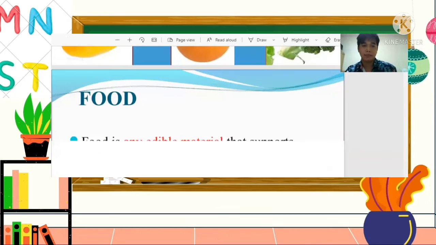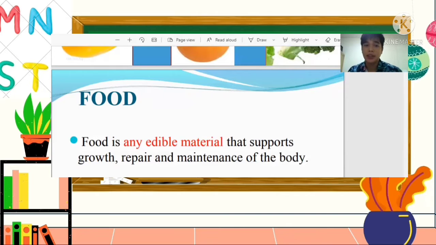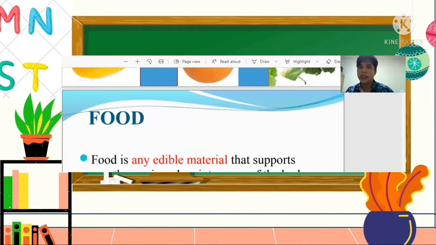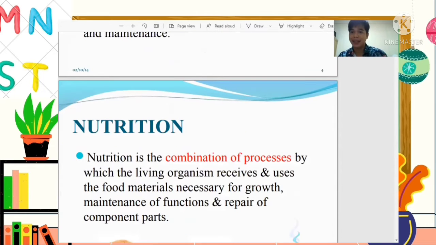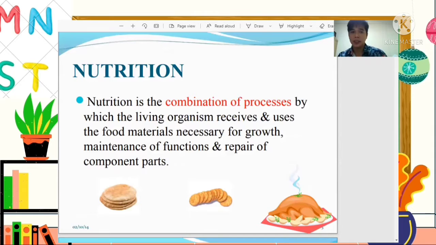Let's first define what food is. Food is any edible material that supports growth, repair, and maintenance of the body. Nutrition is the combination of processes by which the living organism receives and uses food materials necessary for growth, maintenance of functions, and repair of component parts.